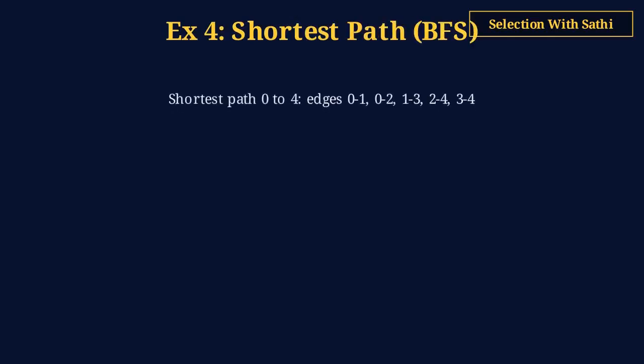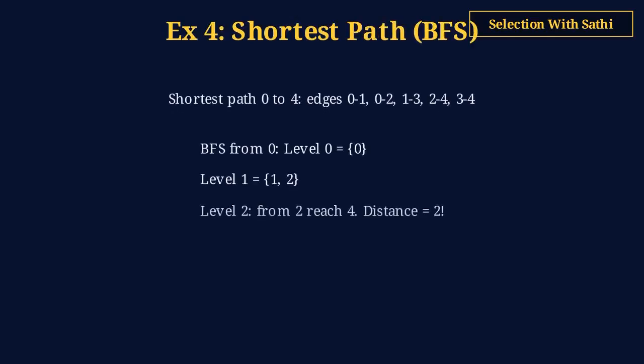Finding shortest path in an unweighted graph using BFS. Graph: 0 to 1, 0 to 2, 1 to 3, 2 to 4, 3 to 4. Find shortest path from 0 to 4. BFS from 0, level 0 has node 0, level 1 has nodes 1 and 2. Level 2 from node 2, we reach node 4. Distance is 2. By tracking parent pointers, the path is 0 to 2 to 4. BFS always finds the shortest path in terms of number of edges.